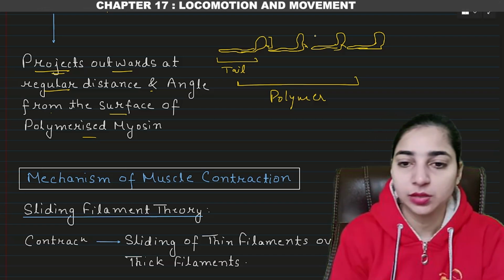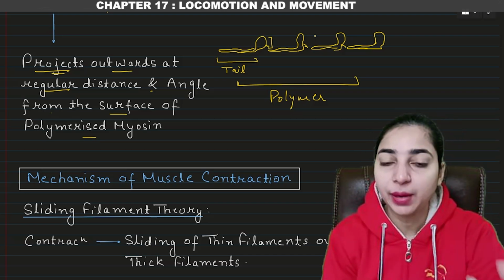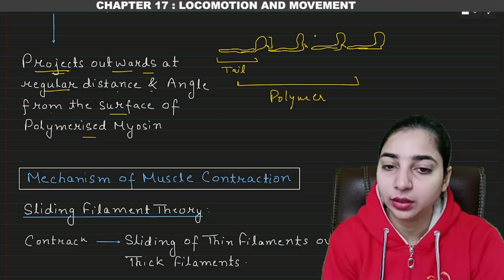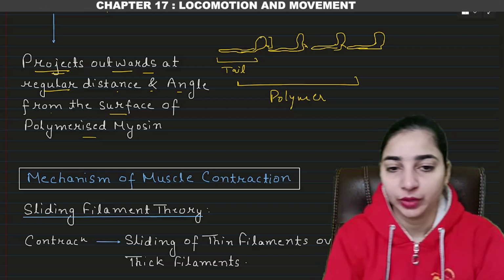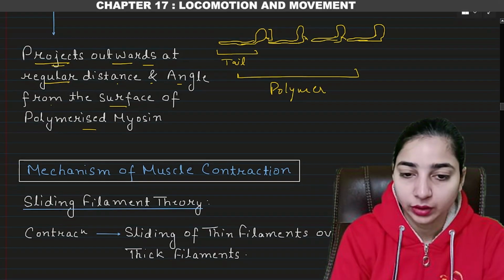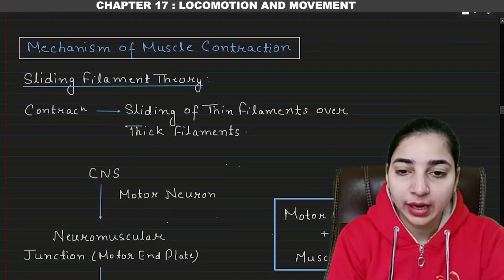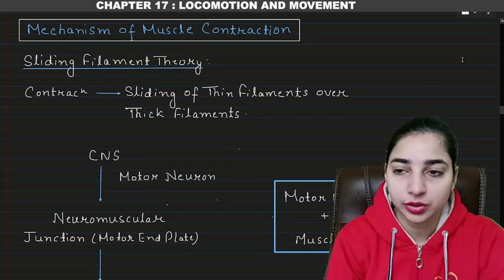Okay, so this is what is written: the head part projects outwards at regular intervals and angle from the surface of the polymerized myosin. Okay, now we will see the mechanism of muscle contraction.